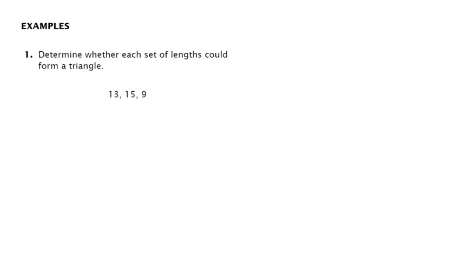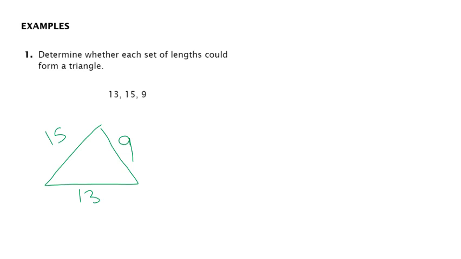So for the first example, we're given here three sides, 13, 15, and 9. And so I'm just going to sketch a triangle. I don't know if this is going to make a triangle, but I'm just going to name these sides so we can visually see what's happening here. And let's say I have 13, 9, and 15.